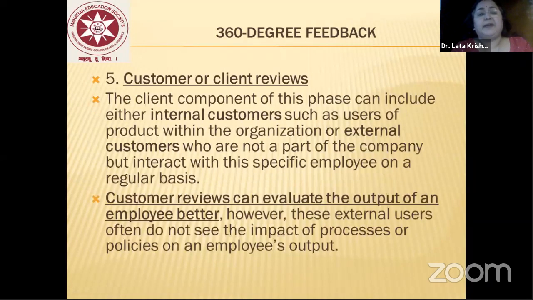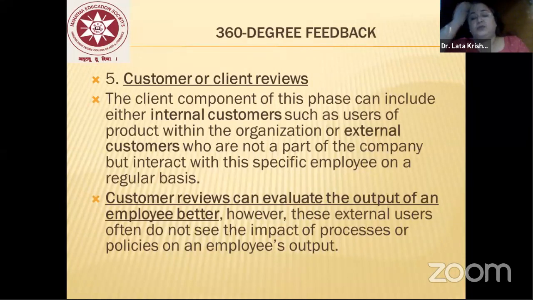The fifth feedback is the customer or client reviews. Very important. They may be outsiders. So the customer could be an insider, or an inside customer, or an outside customer. So internal customers, such as users of a product within the organization, or external customers who are not part of the company. So you can select these customers and take feedback from them.